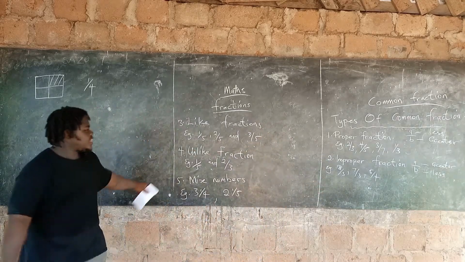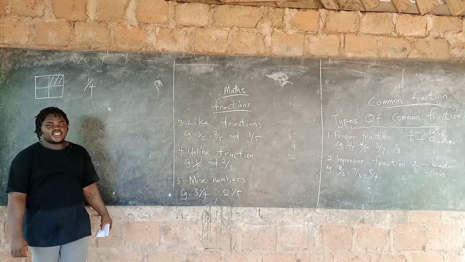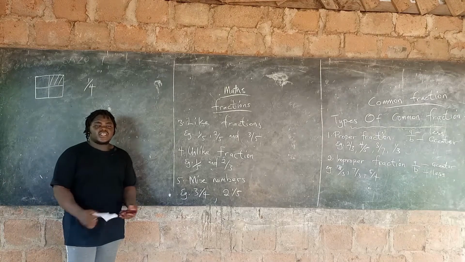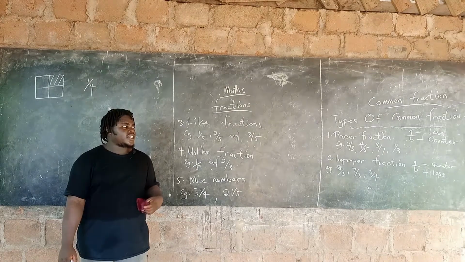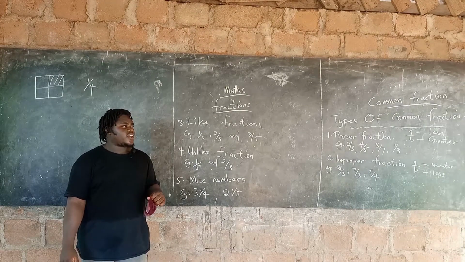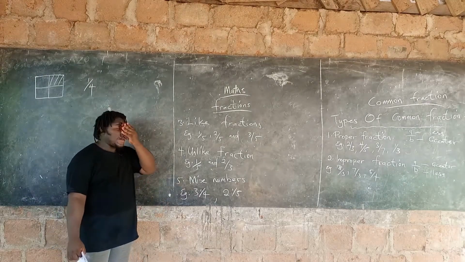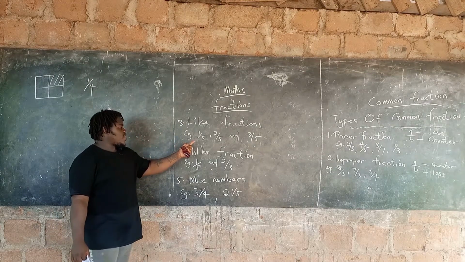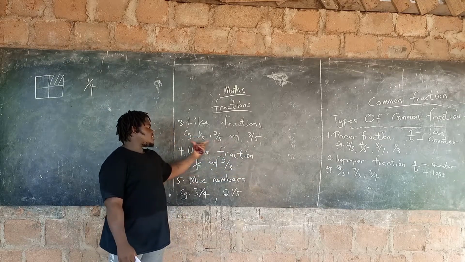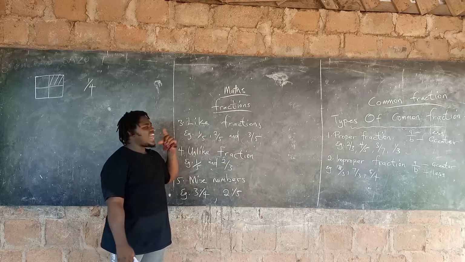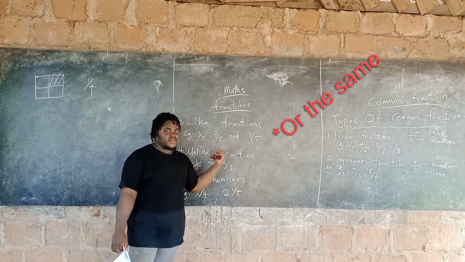Now, good. The third one is like fractions. Like fractions are fractions with the same denominator. They have different numerators, but their denominators are the same. So there is an example over here: 1 over 5, 2 over 5, and 3 over 5. All these fractions are like fractions. Why? Because they have their denominators to be 5.